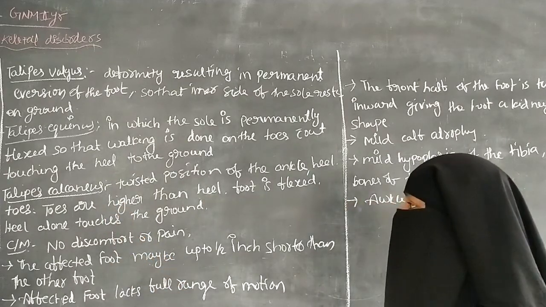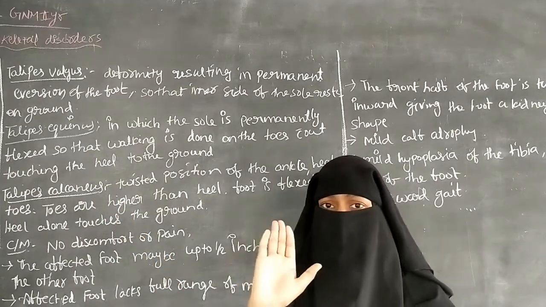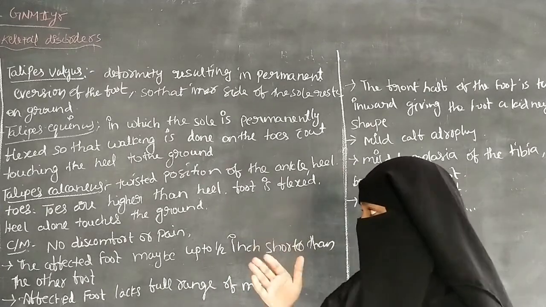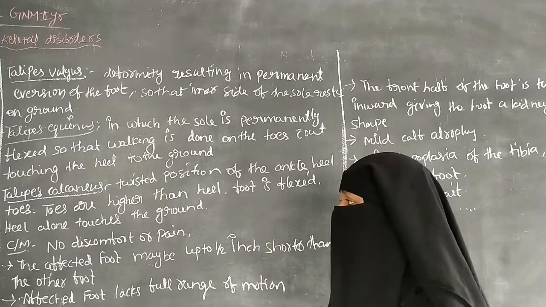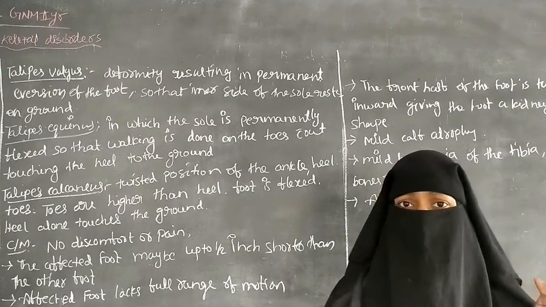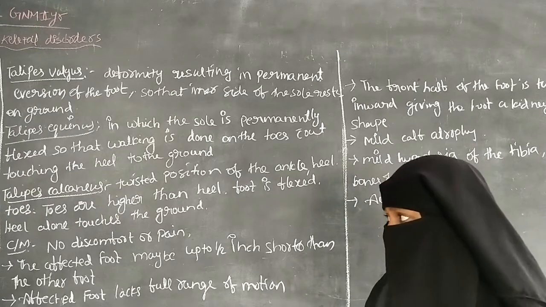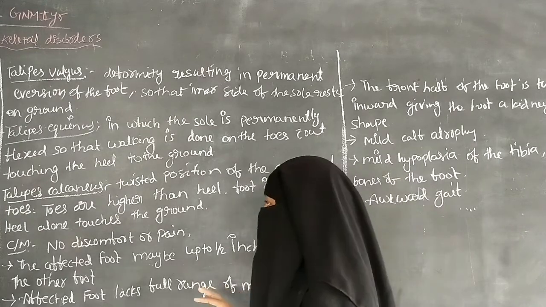In talipes calcaneus, there is an extension of the foot. By the extension of the foot, the balance is maintained over the heel. So the heel can touch the ground and the toes are higher than the heel. So it is called talipes calcaneus.